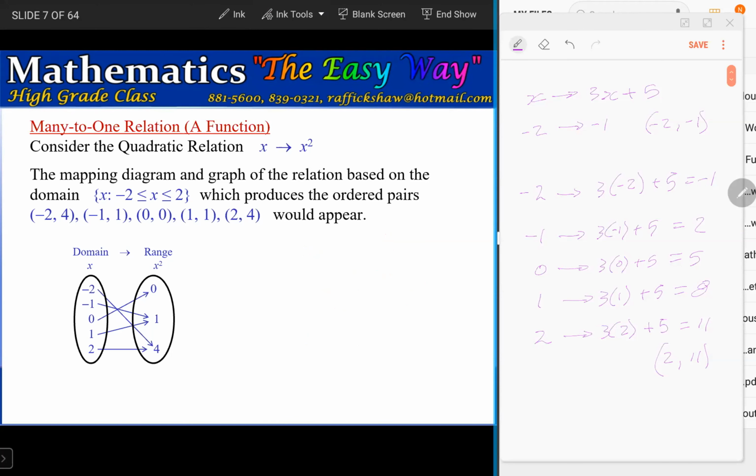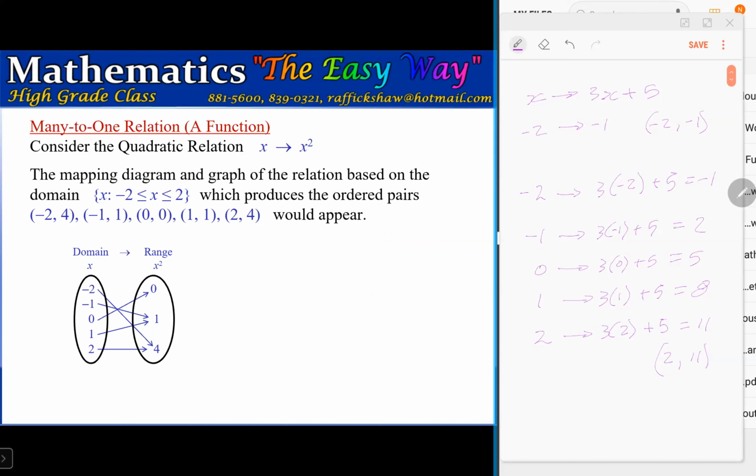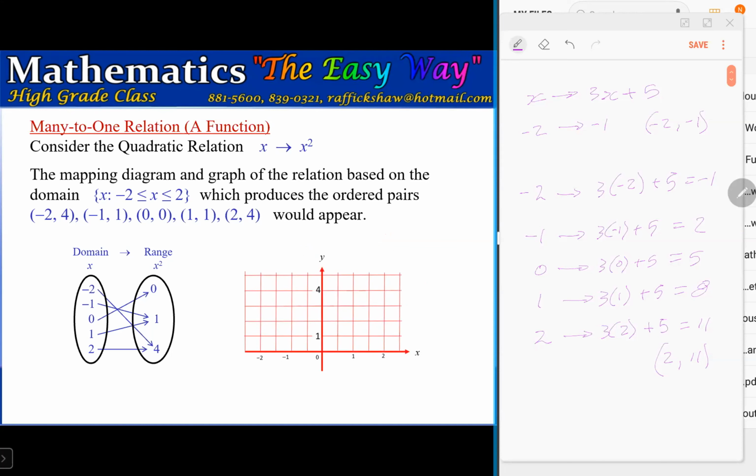And so we get that mapping diagram. Then now we can also show the information on a graph by just plotting the points. All right? So see there now, we've plotted the points.